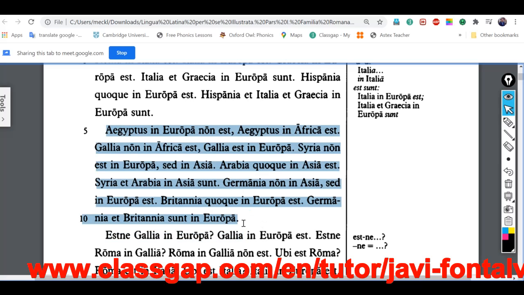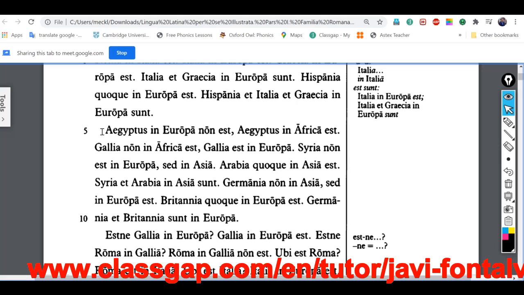Okay, now we're gonna translate it. So tell me, what do you think all of this means? Let's just start from the beginning here. Egyptus in Europa non est. What do you think that means? Egipto no está en Europa. Egipto está en África. What about this? ¿Y esto? Galia, ¿qué puede ser?